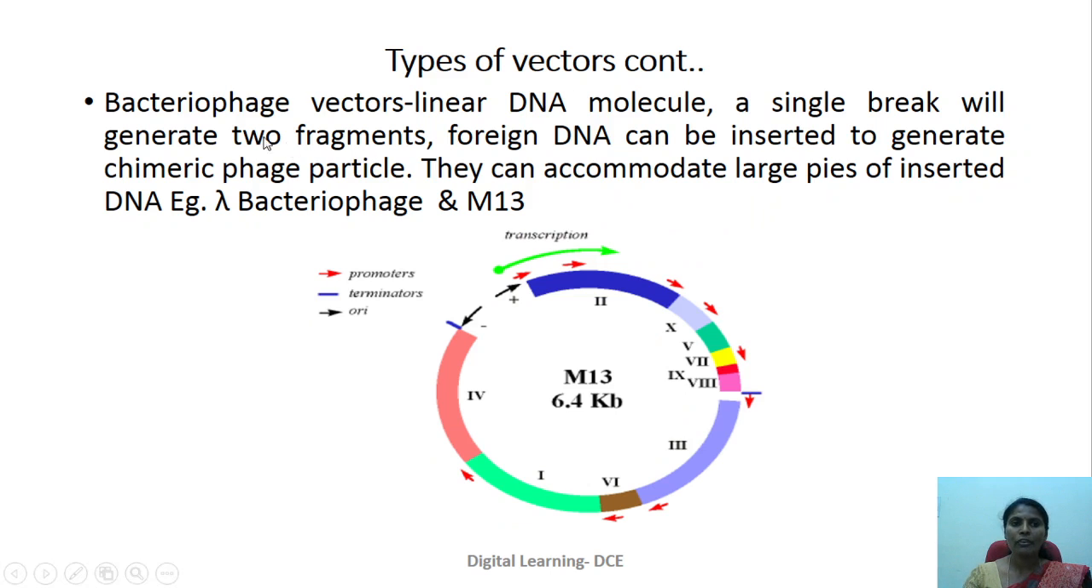Coming to the second type of vector, that is bacteriophage vector. It is a linear DNA molecule with a single break which will generate two fragments where foreign DNA can be inserted to generate chimeric phage particles. They can accommodate large pieces of inserted DNA. Examples for bacteriophage vector include lambda bacteriophage and M13. In this diagram, we can see the M13 bacteriophage vector with origin of replication and promoter and terminator regions.